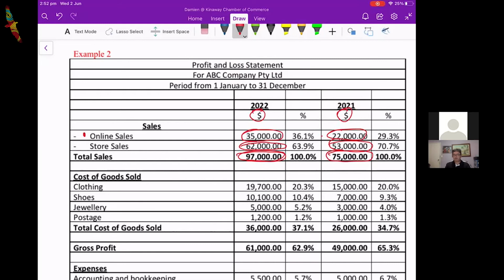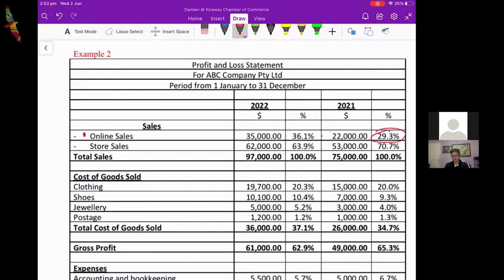But how good is this? That's the question. And is there any change here at all? And where's the money coming from? So let's have a look. This is where we start to use the common size income statement, and we use it for comparative purposes. What we do know is the ABC Company made an increase in online sales, but by how much?